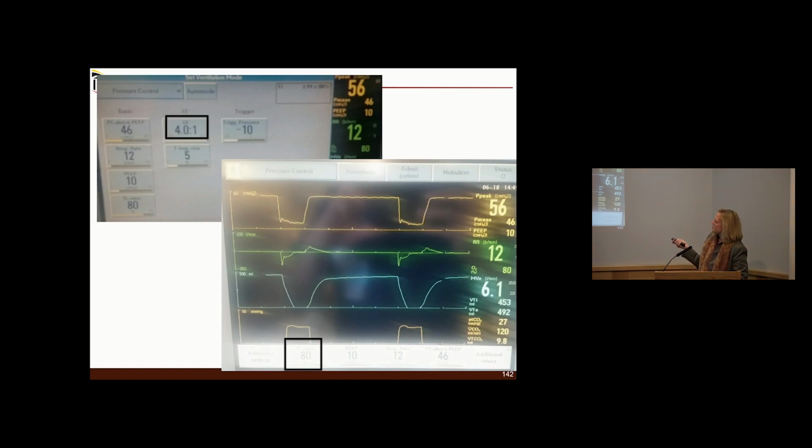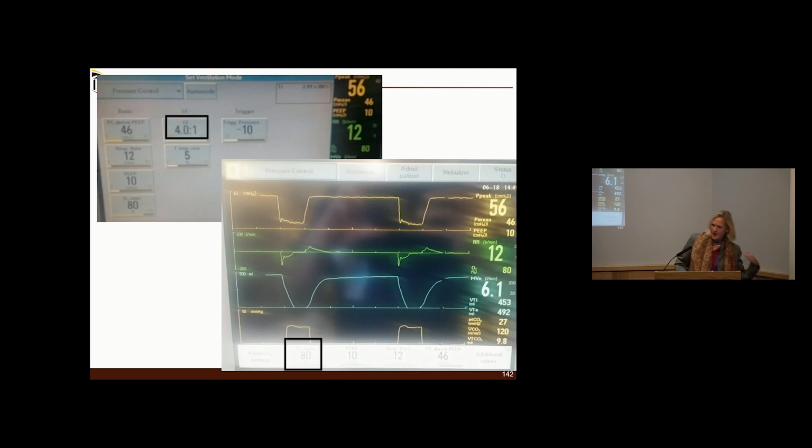She's transitioned to a 4-to-1. My airway pressure on conventional, this is still on PRVC, is 56. And she's now on 80% PEEP of 12 and on a 4-to-1. And that's all that was changed was the I:E ratio, not the tidal volume setting. So my airway pressure is 56.